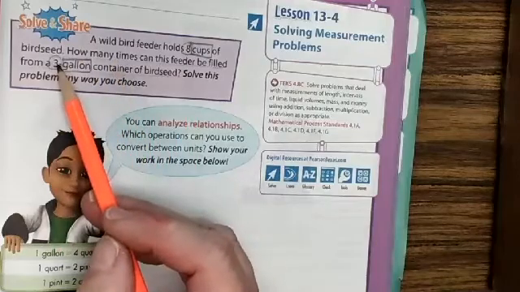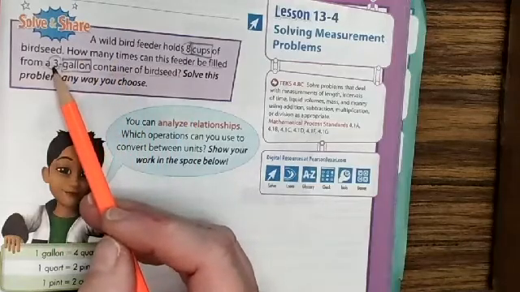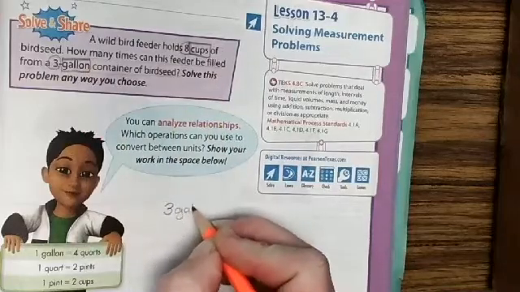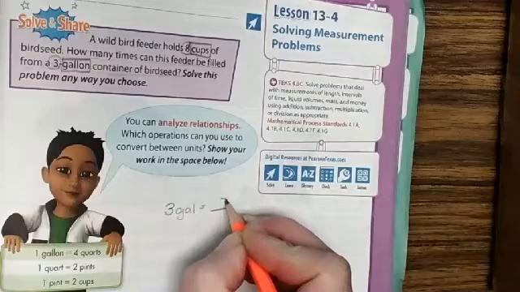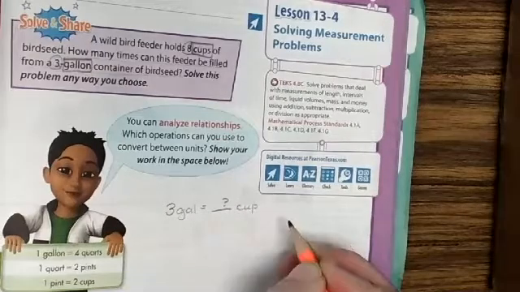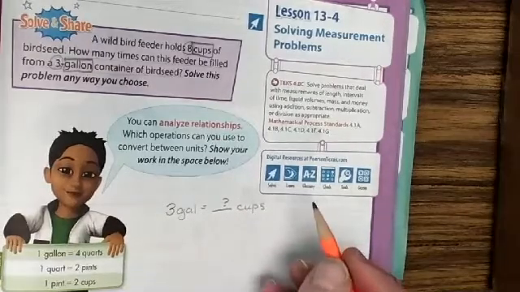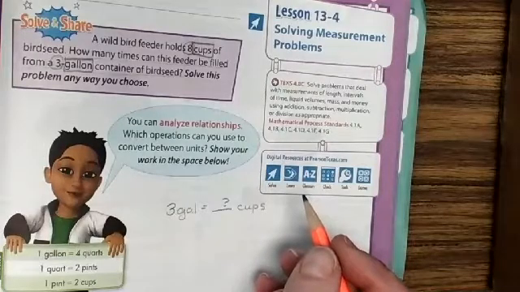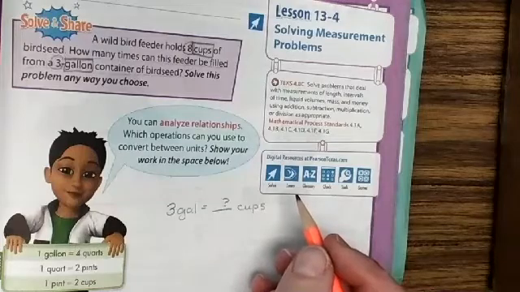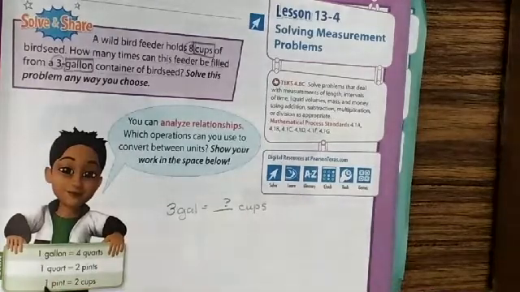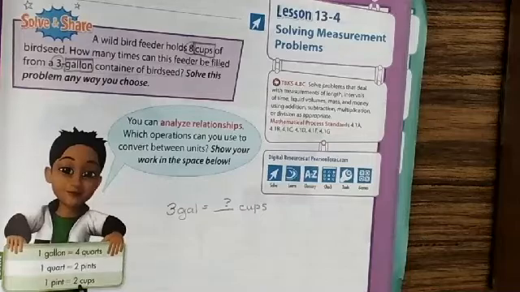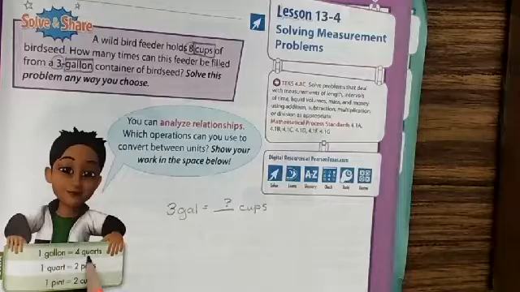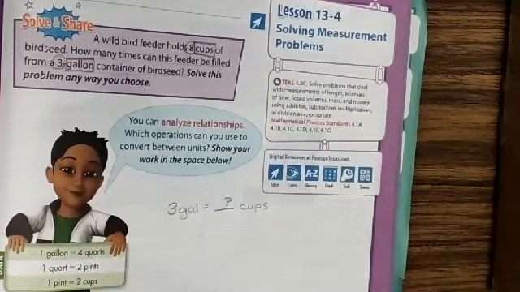So I need to know how many cups are in 3 gallons. So I'm going to put 3 gallons equals how many cups? Because we must convert or change our 3 gallons into cups that we know. And we're going to start with what we know. So I see over here, they have a nice chart for us. 1 pint equals 2 cups, 1 quart equals 2 pints, 1 gallon equals 4 quarts. Oh goodness, that seems like so many numbers.